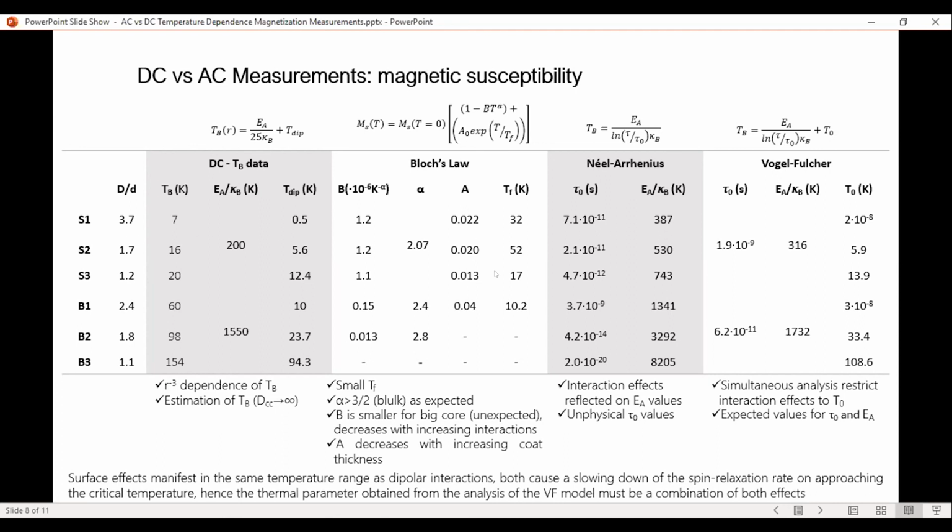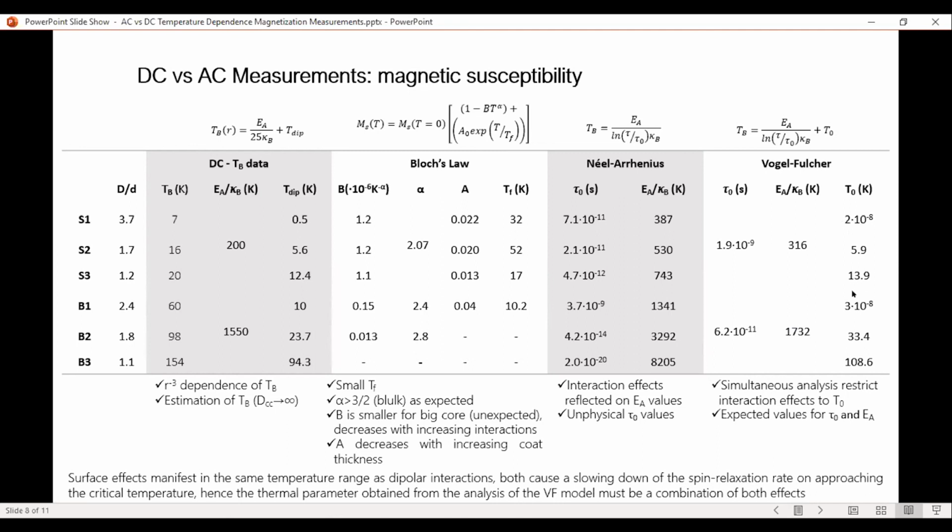But for the small samples, we can extract interesting information, and it's important to see how the surface contribution goes lower as the interactions increase. So we should check how this is interacting, and go directly to Vogel-Fulcher, because we know Néel-Arrhenius doesn't consider dipolar interactions, and we are sure we have dipolar interaction effects. We can see how we obtain both tau zero and activation energy values that are as expected, bigger for the big cores and in the right order of magnitude.